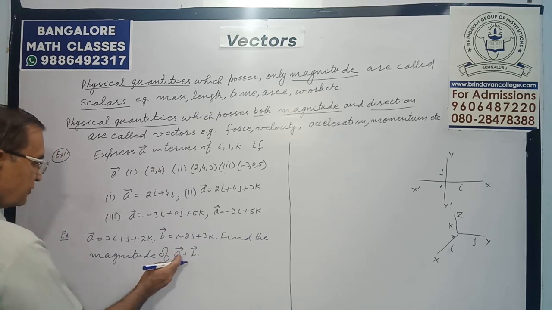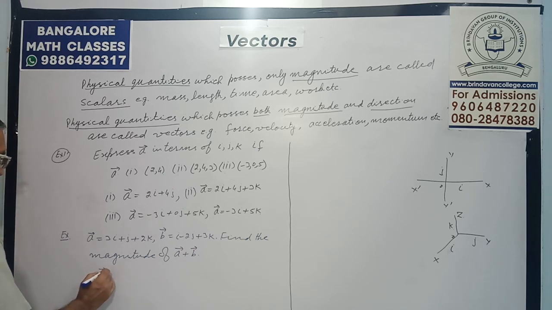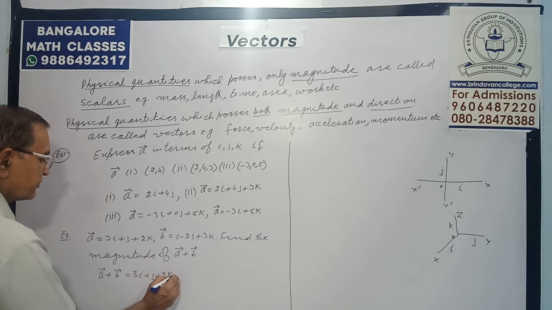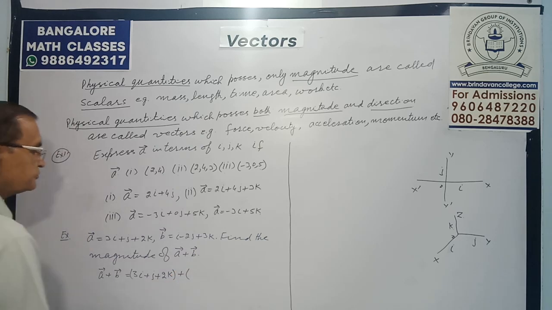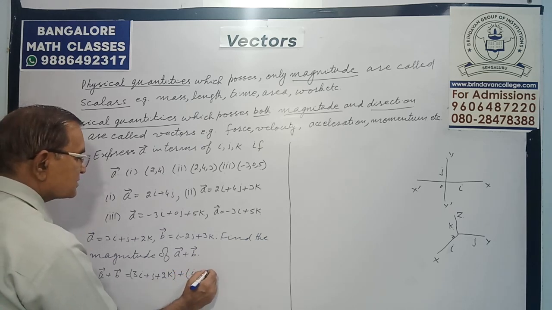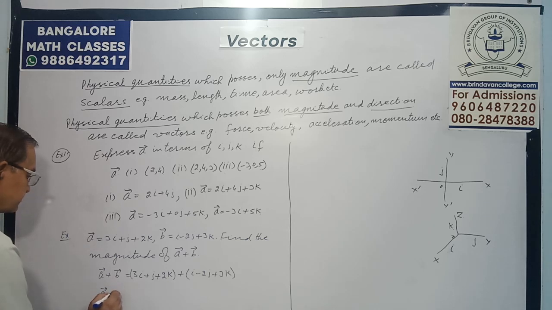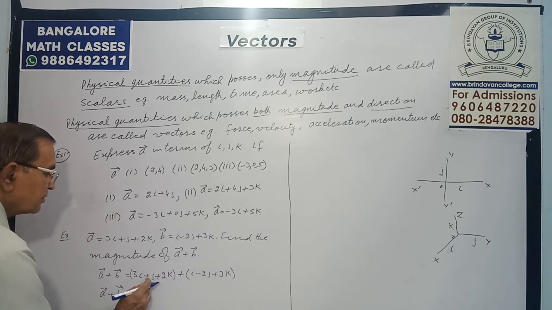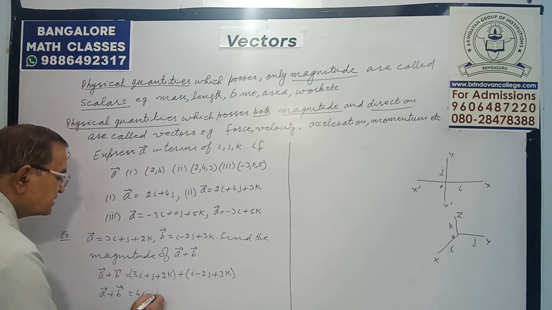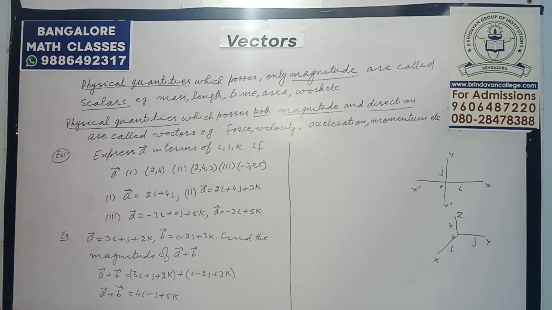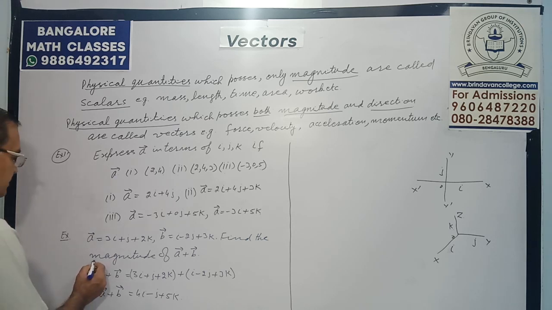So first is very clear, we want to find A plus B. A plus B means write down the vector A, 3i plus j plus 2k, plus B, i minus 2j plus 3k. Add the two. 4i, one and minus two, minus j, two and three, 5k. So A plus B we have got this. We want to find the magnitude.